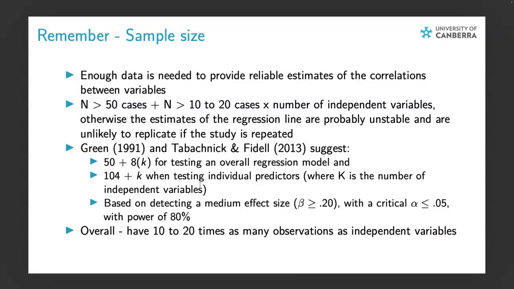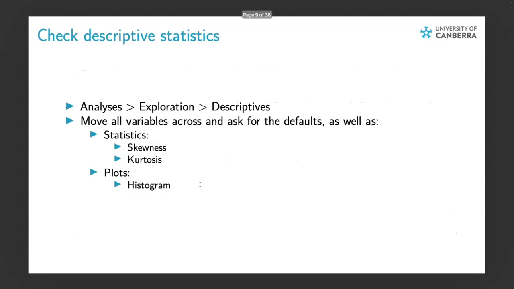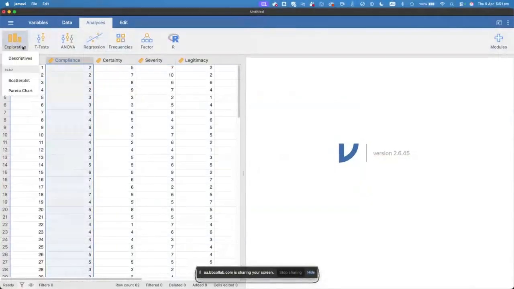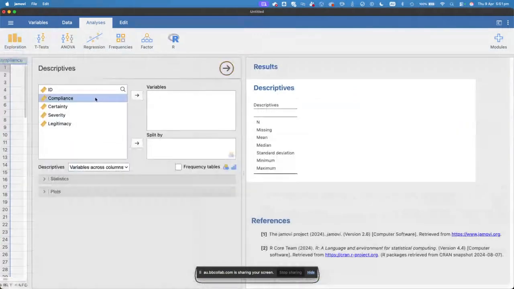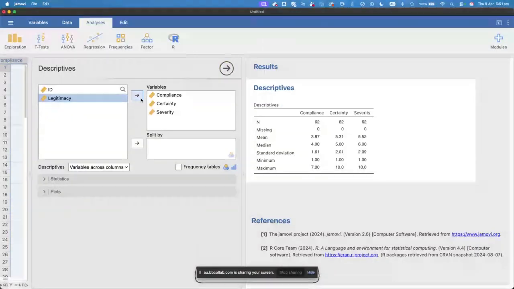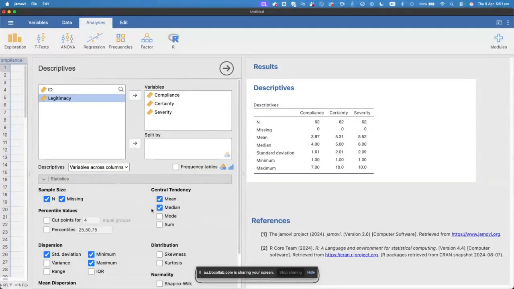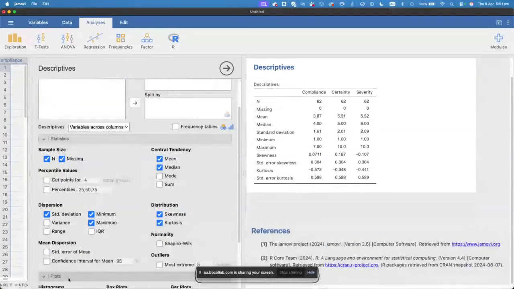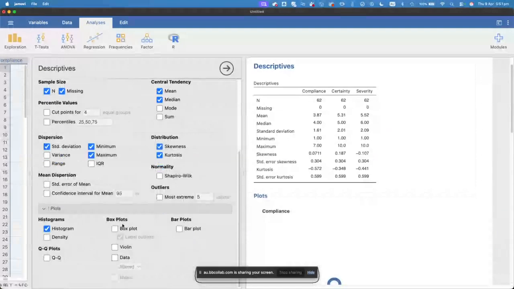And we'll touch on this towards the end about troubleshooting, about what to do when you don't have enough data or some other situations that commonly arise. So let's get started with some analyses. We'll go through to check descriptive statistics. So go to analyses, exploration, descriptives should be second nature to you now. Add in the variables of interest, so compliance, certainty, and severity. And we'll get some skewness and kurtosis statistics and some beautiful plots going.